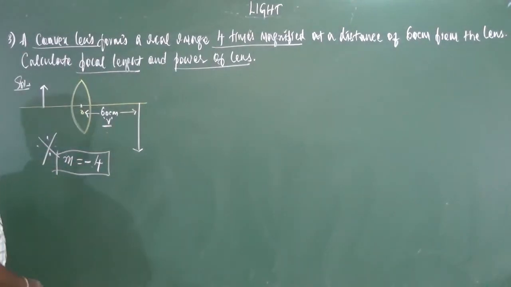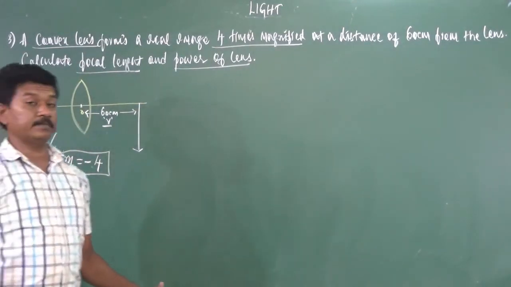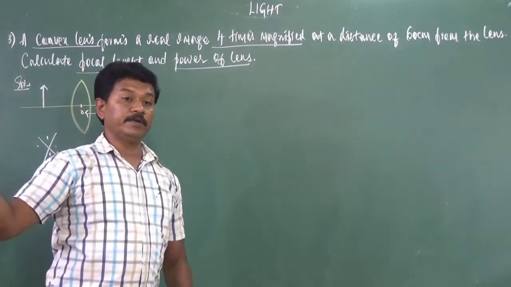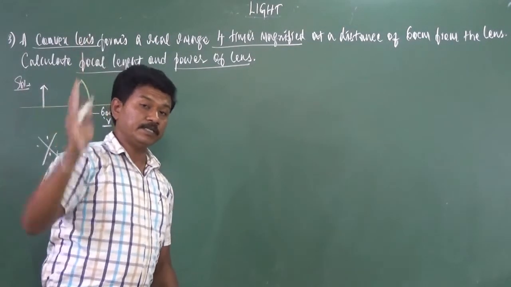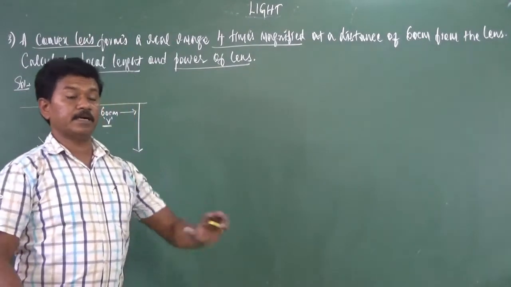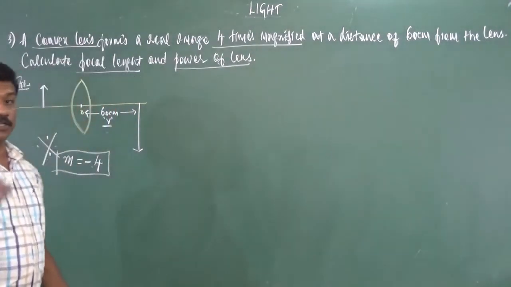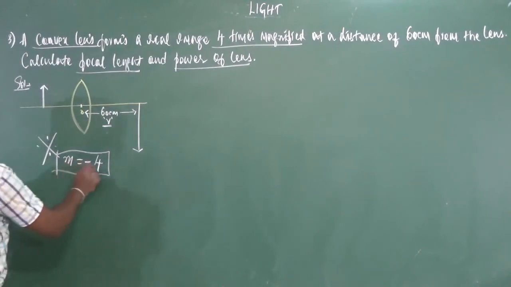I still repeat it again. So if you are not good in ray diagrams, please go to the previous sessions what we have done in the classes. Go to the sessions, see the ray diagrams, practice them, and then come back to numericals. Then you will get a hold. So m is equal to -4.